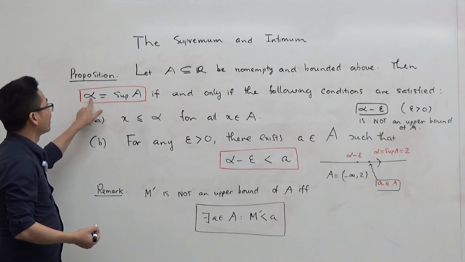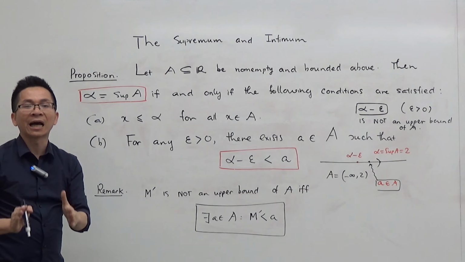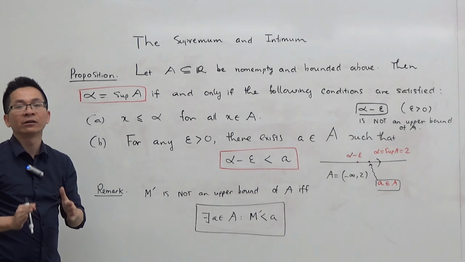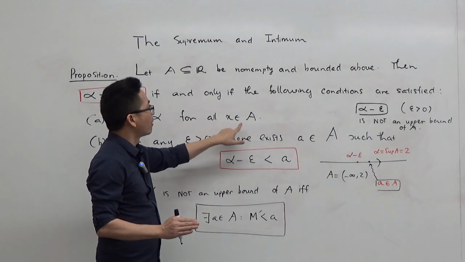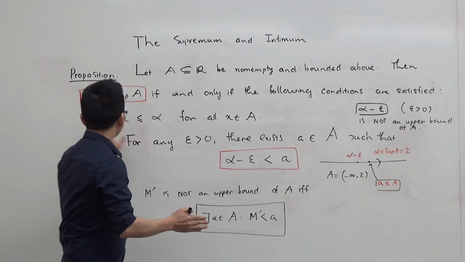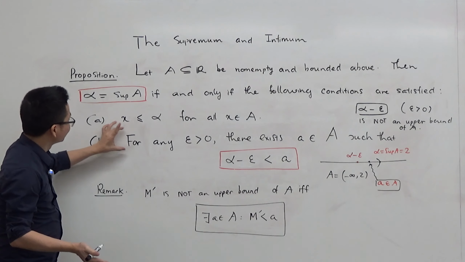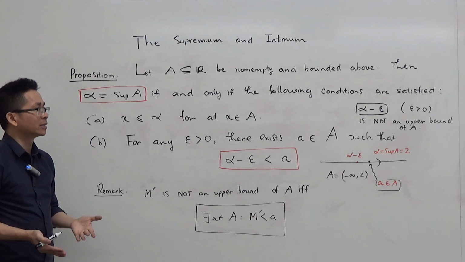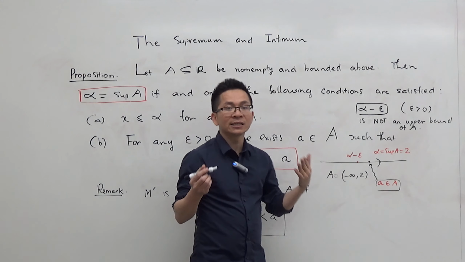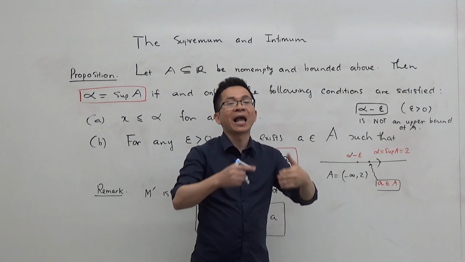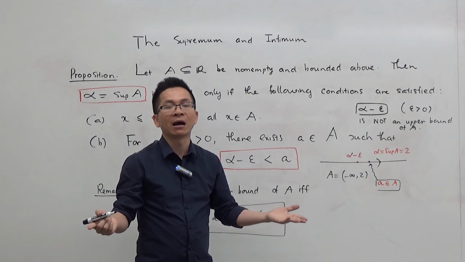Suppose that again, alpha is the supremum of A. By the definition, we know that alpha has to be an upper bound of A. So x has to be less than or equal to alpha for all x in A. Therefore, the first property here is satisfied, obviously. But how come the second property here is also satisfied? Observe that alpha is the least upper bound of A. So anything that is less than alpha cannot be an upper bound of A.